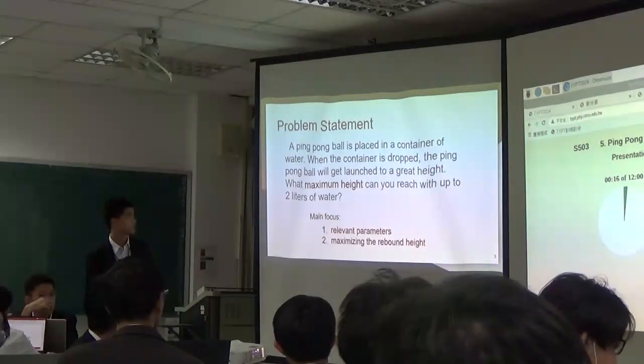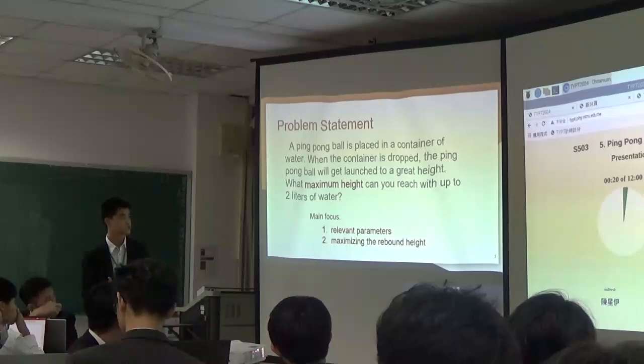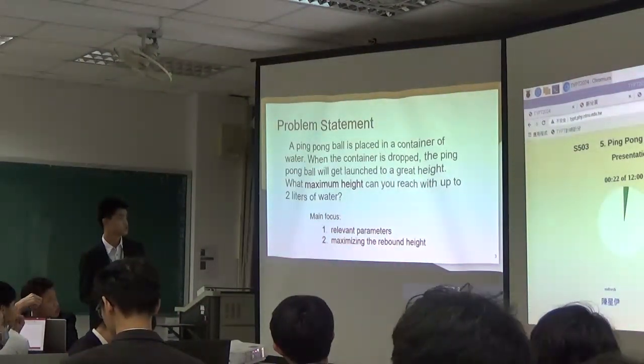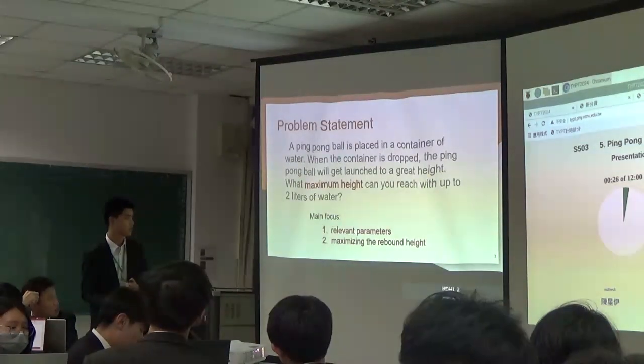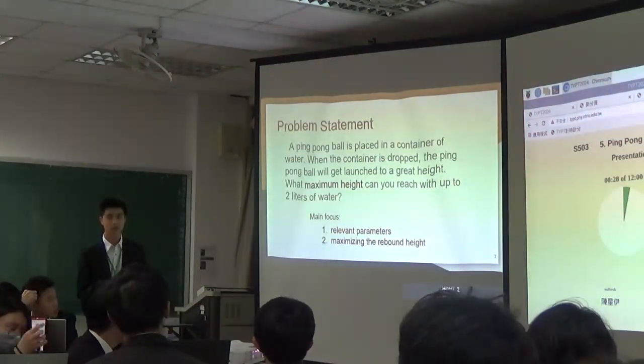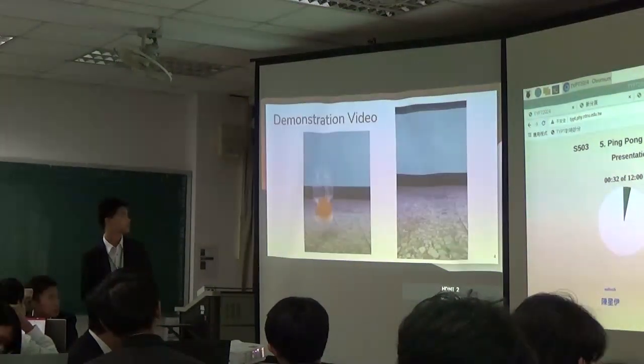The problem statement is: the ping pong ball is placed in a container of water. When the container is dropped, the ping pong ball will get launched to a great height. What maximum height can it reach with up to 2 liters of water? Our main focus will be investigating the relevant parameters and maximizing the rebound height.